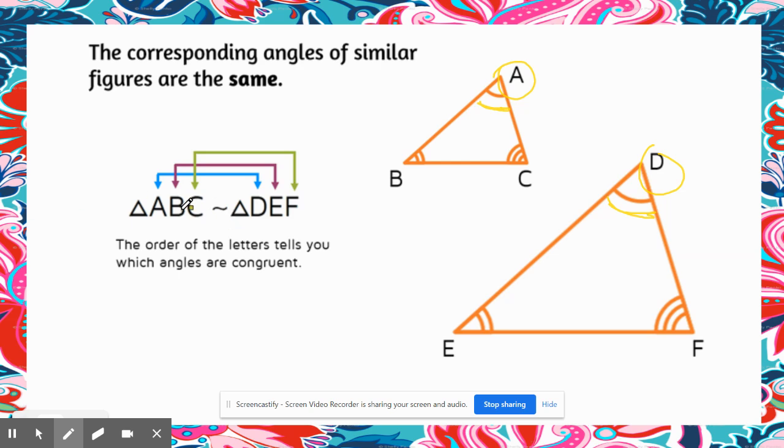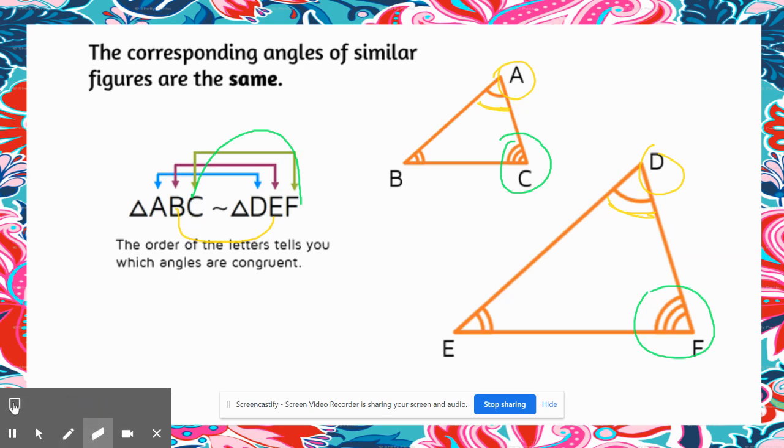So angle B has two arcs, and angle E, which is going to the maroon arrow, these two also have two arcs. And then you have angle C, which is going to angle F. So angle C has three arcs, and angle F has three arcs. That again means that those are congruent, so they're the same size.